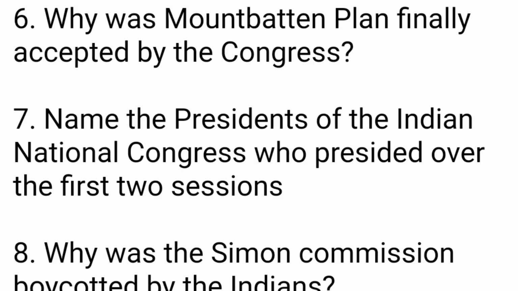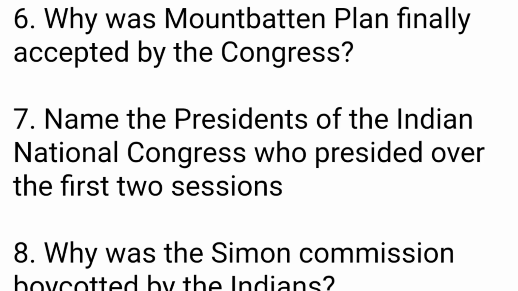Okay. Then we come to the 6th question. Why was the Mountbatten Plan finally accepted by the Congress? There are 2 reasons for that. One, the large-scale communal riots that broke out at that point in time convinced everyone that the solution to the communal problem was partition of India, and that it was better to have a strong center with a smaller India than have a weak center with a large India.